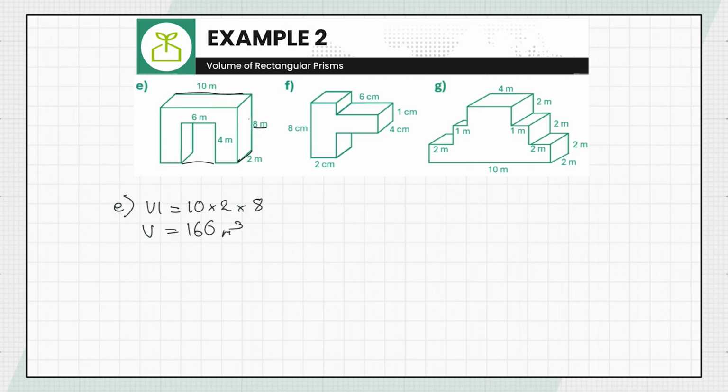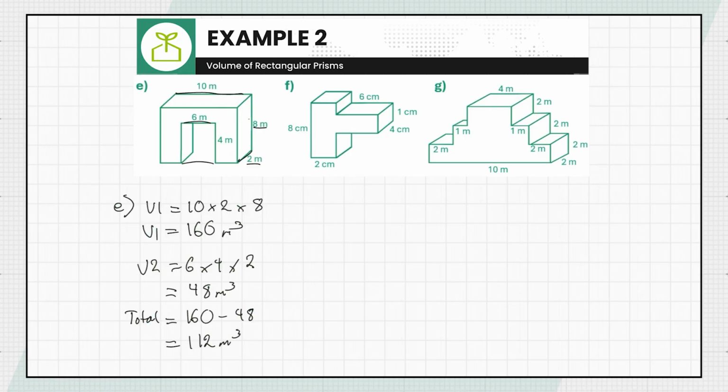Then our second one, the volume of the object we're going to take away, is going to be equal to, well, we've got 6 as our length, so 6 times 4 times the depth again, which is 2. Alright, so this is going to be equal to 48 meters cubed. So our total volume is going to be equal to 160 minus 48, and that just equals 112 meters cubed.